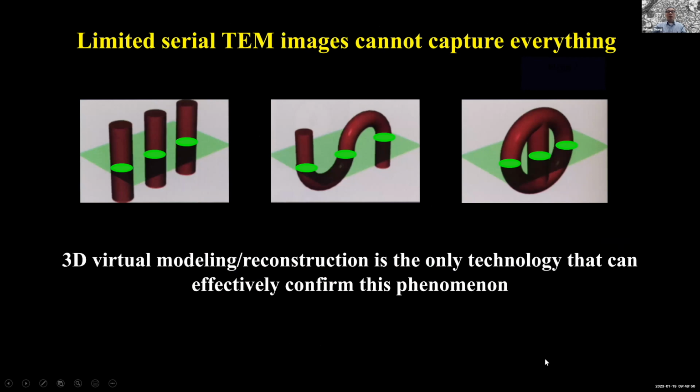So here is a diagram showing the limited serial TEM image cannot capture everything. So that's why you can see here, just like the dendrites, we found that they synapse on different dendrites. We don't know whether they connect to each other or are separate. So that's why we started to do 3D reconstruction. We thought 3D reconstruction is the only technology that can effectively confirm this phenomenon.